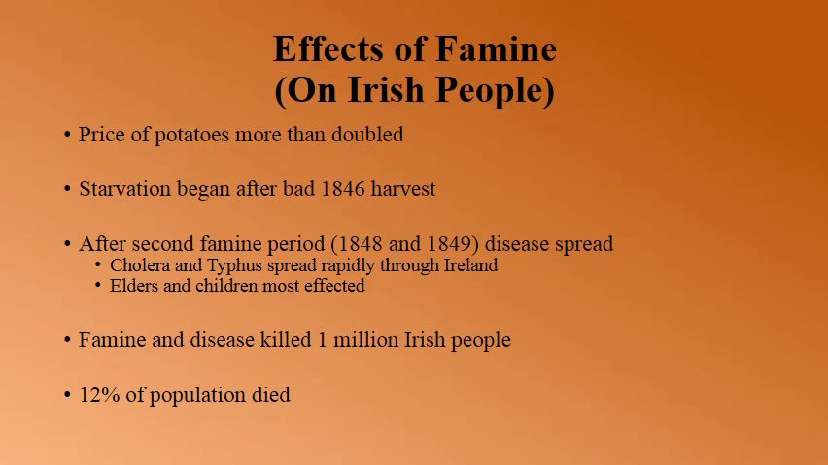And then after the second famine period, which I talked about earlier, which was in 1848 and 1849, disease really hit Ireland hard. Cholera and typhus spread rapidly throughout Ireland, and elders and children were most affected. And like I said, doctors really had never seen these illnesses, and they didn't have the medical technology to help the people out, so it really was a bad deal. Famine and disease together killed 1 million Irish people, which is a huge amount. It was actually about 12% of their population that died, so that is a crazy number to think about, and it really affected the Irish people badly.